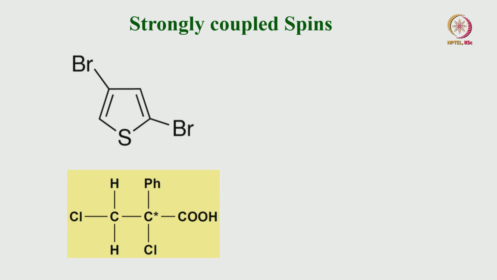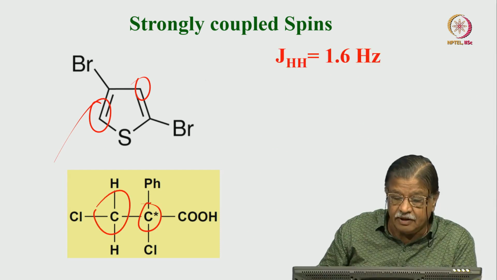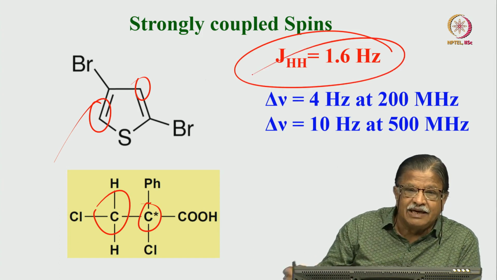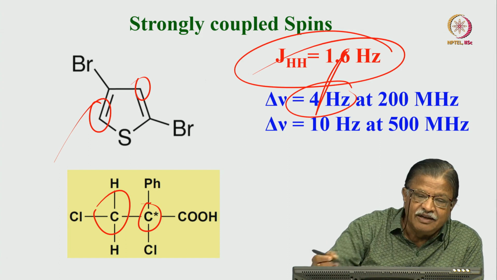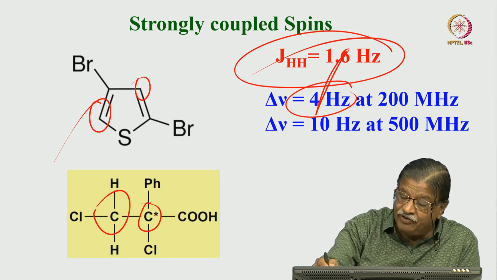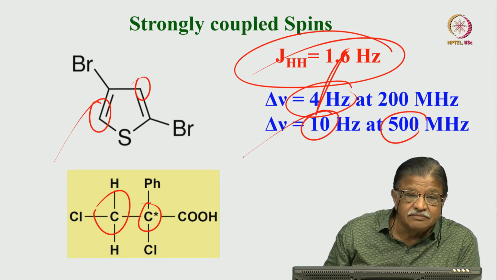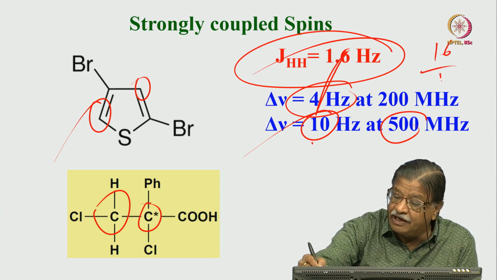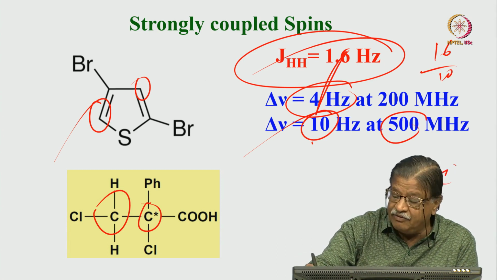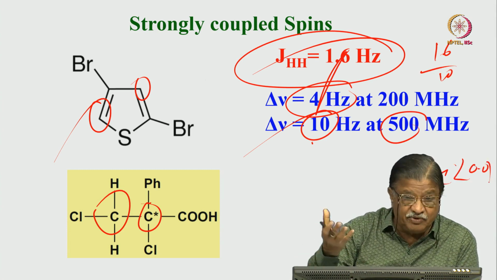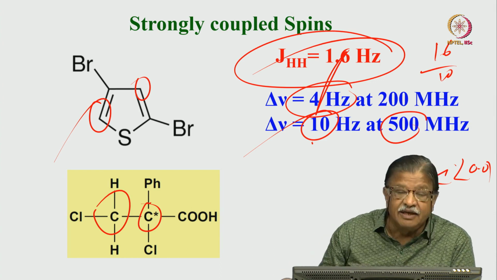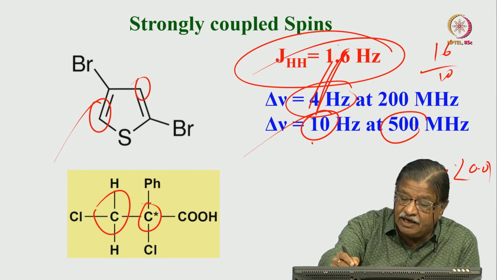A strongly coupled example is like this. There are two protons here, this and this, for example with two carbons coupled. This proton-proton coupling is 1.6 hertz, and the chemical shift difference is 4 hertz, a very small value. Even if you go to 500 megahertz, it is only 10 hertz. If you take J over delta, 1.6 over 10 hertz, this is not very much smaller than 0.001, which is what we should get for weakly coupled. It is a very large value. They are almost comparable: the J coupling and the chemical shift separation are almost comparable.